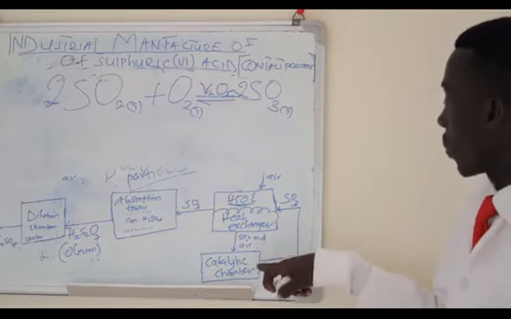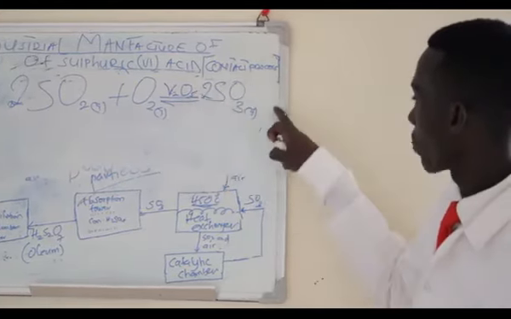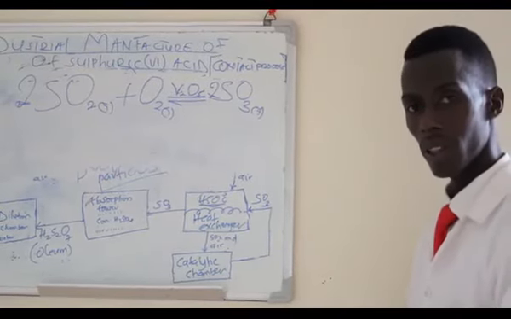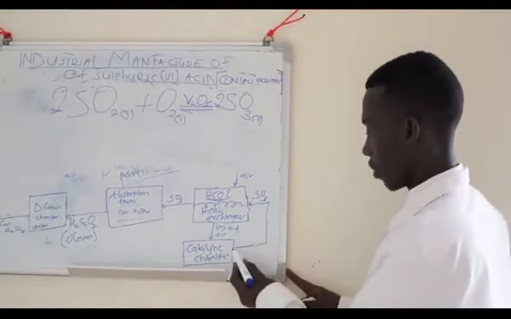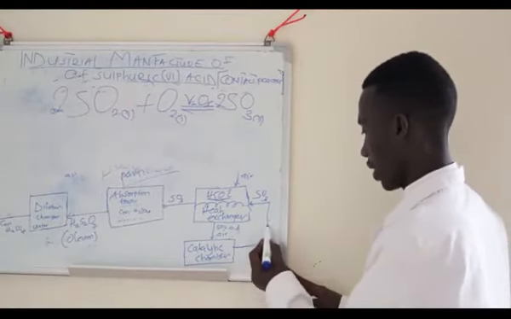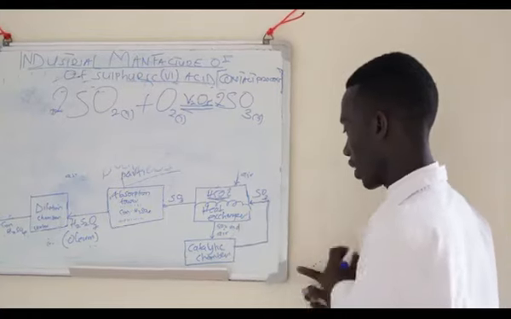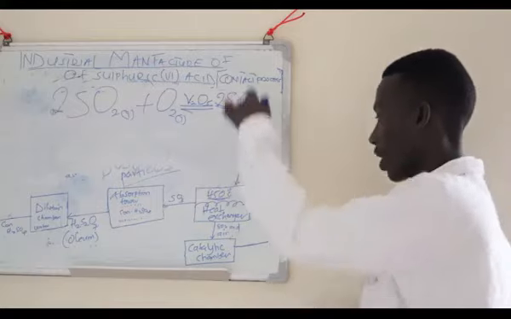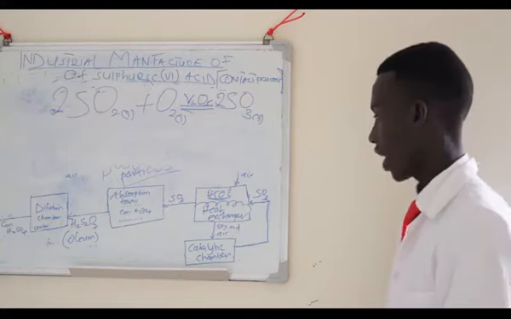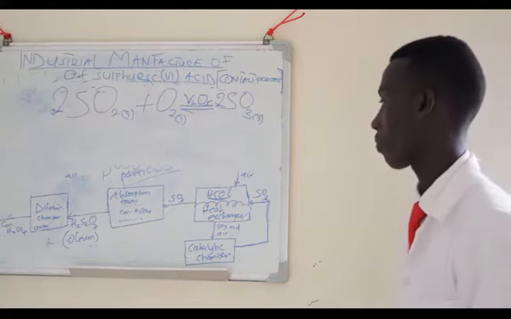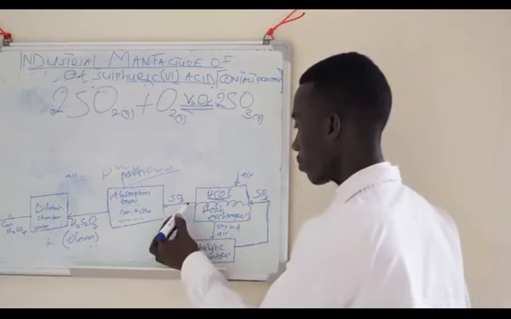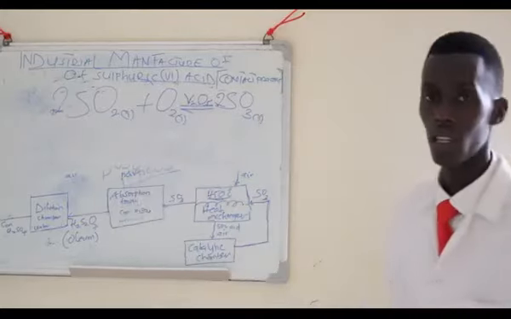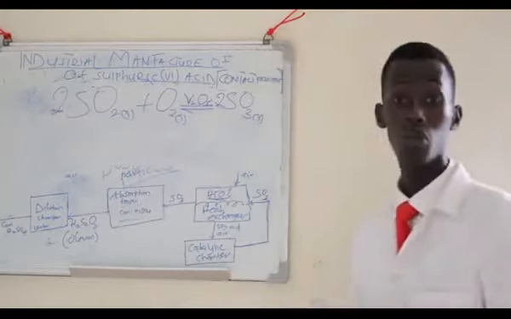We see that sulfur(VI) oxide is produced. After it is produced, as you can see on our flow chart, it is taken into the heat exchanger, where it preheats the incoming sulfur(IV) oxide and air, and at the same time it is cooled. From the heat exchanger it is taken into the absorption tower. We are going to see what takes place in the absorption tower.